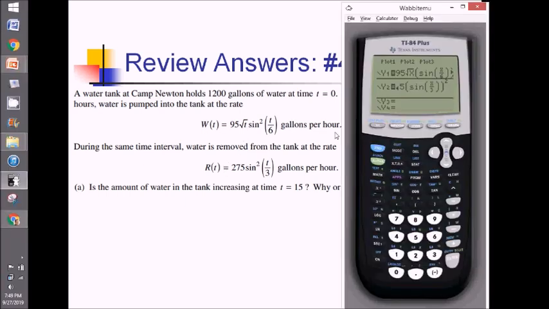So let me show you what I've entered on my calculator. W of t, I've put in my y1 function, so 95 radical x I wrote it, and to get the sine squared action here, I need to open a parentheses with sine of x over 6 inside of it, close that whole big parentheses, and then I'll put my square outside. I did the same thing down here in y2 for r of t, which also had a sine squared in it. So we've got r of t and w of t entered in the calculator.